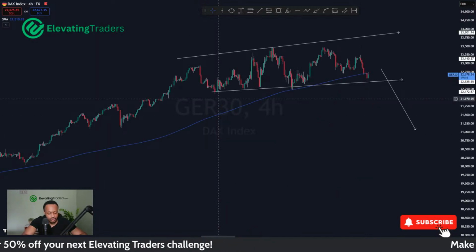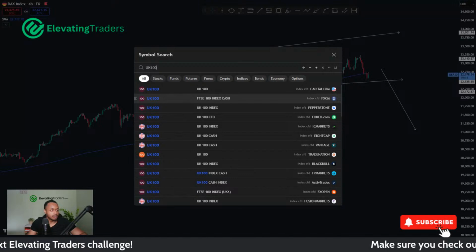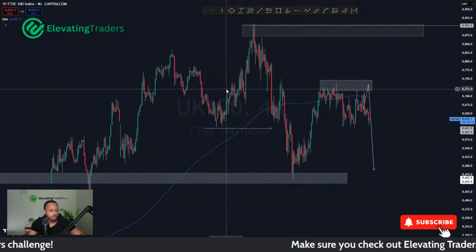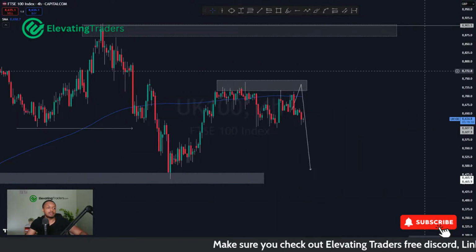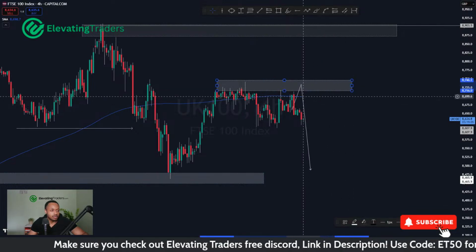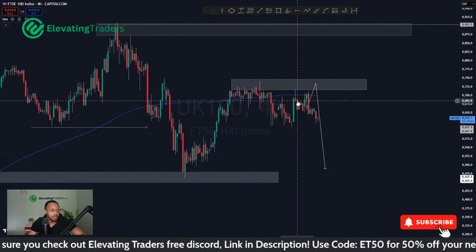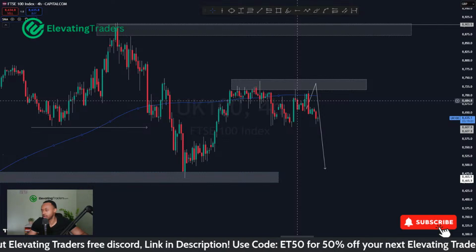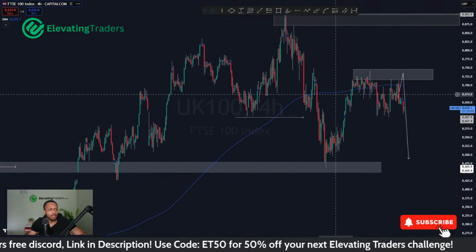And then we have a look at the FTSE. Okay, so we did see that sell then. So was it last week or this week? When was this? Tuesday 25th. Okay, that's 2 days ago. Don't know why I thought that was last week.